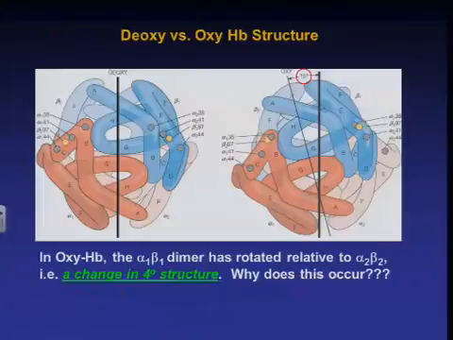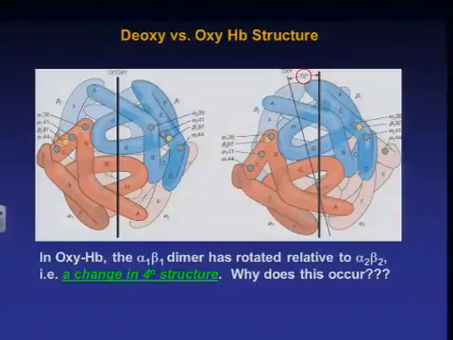So this is just another way. This is looking at it from the side, and it just shows this 15-degree shift. So we've got that shift of the heterodimers relative to each other. We have a change in that solvent-filled cleft, but the most important thing is it's a global change in quaternary structure. So let's think about that just for a second.